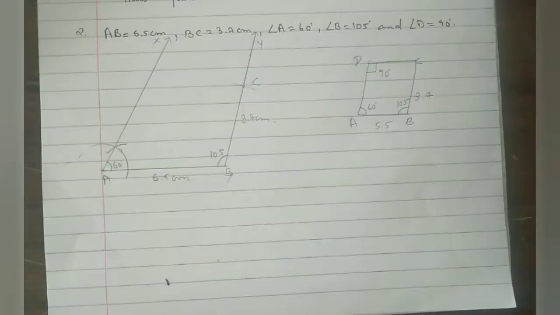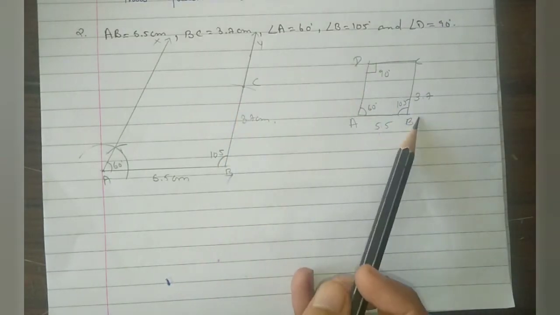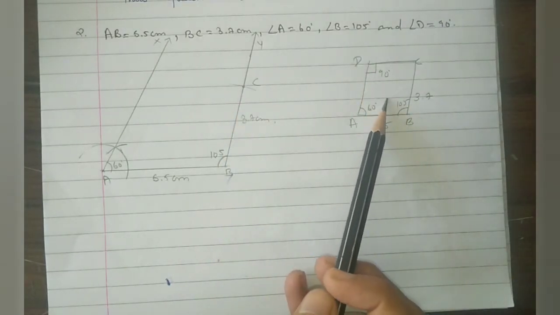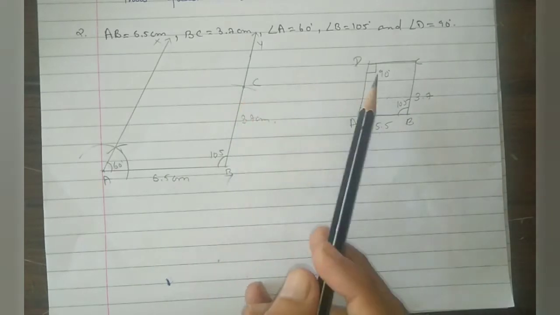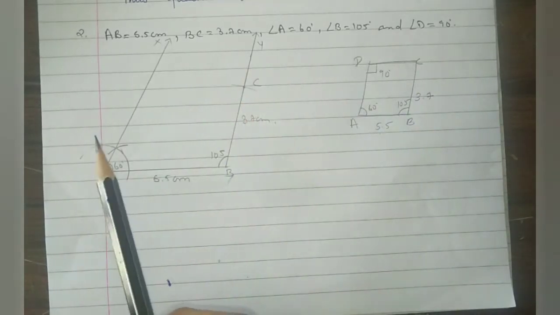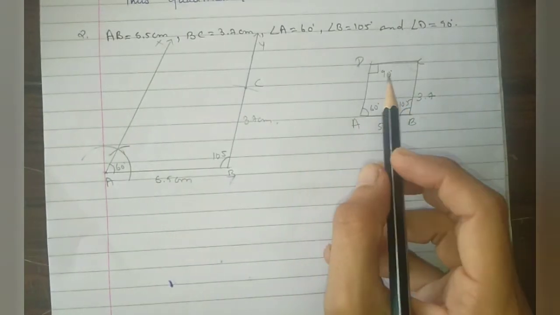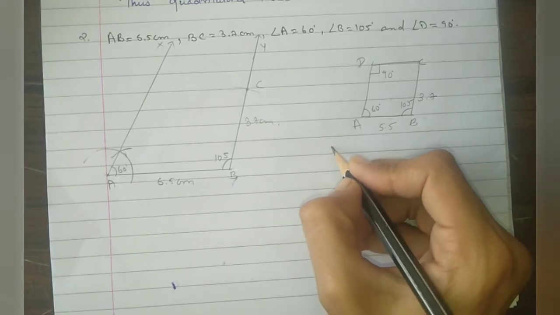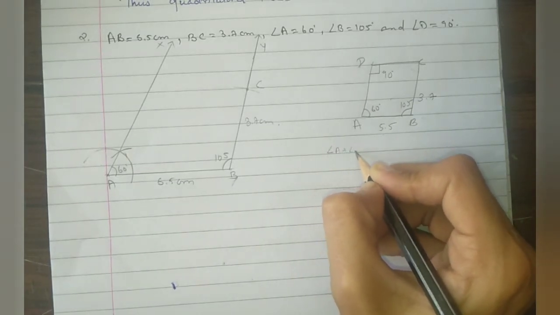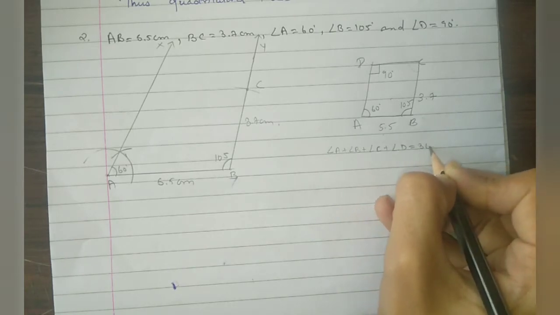Okay, now here we don't have the angle C. We have only 3 angles. If we don't have this angle C, we can't draw angle D. So let us first find out the angle C. Now we know the sum of the angles of a quadrilateral is 360. So angle A plus angle B plus angle C plus angle D equal to 360.